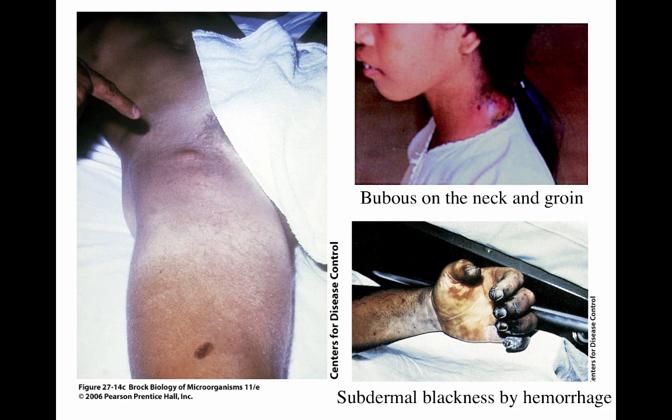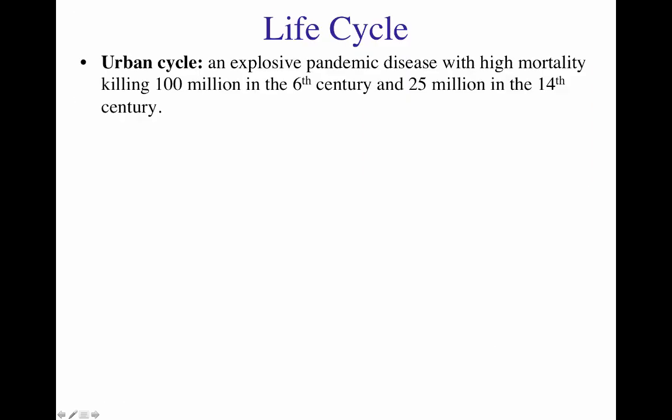Now here in this image, we're showing a couple of the symptoms. So this person here has very large enlarged buboes in the area of the groin, and this young woman has a very large swelling on the neck. So there are buboes on the neck and the groin. This is also showing here this hand has subdermal blackness due to the hemorrhage that we talked about. So these are the three major visible symptoms that could be attributed to the plague.